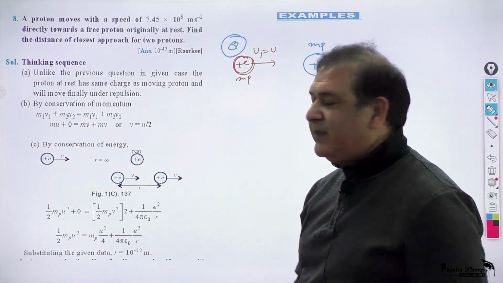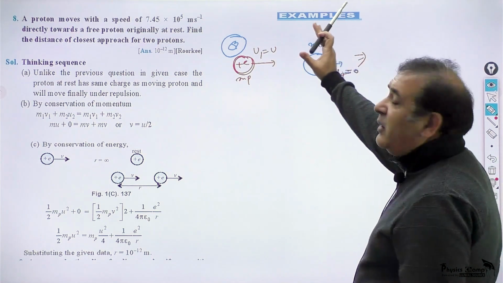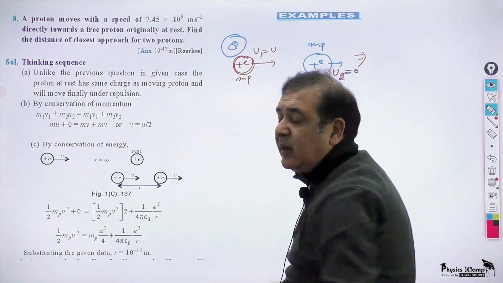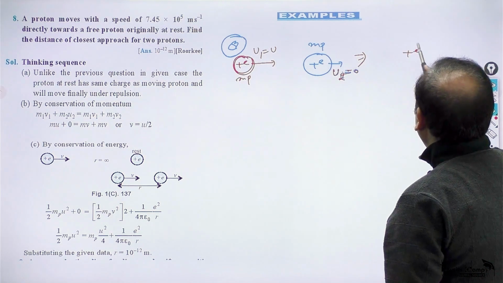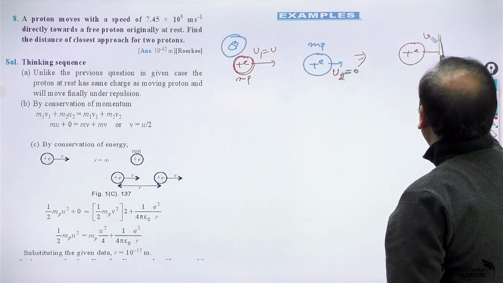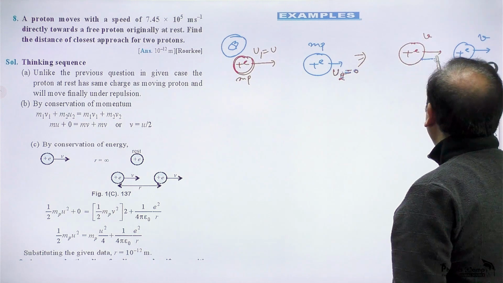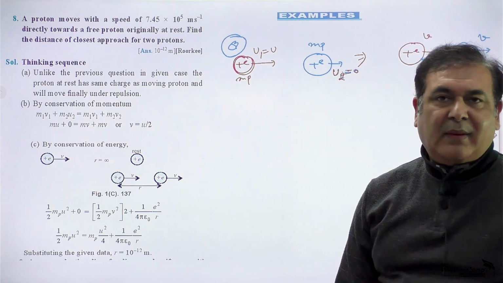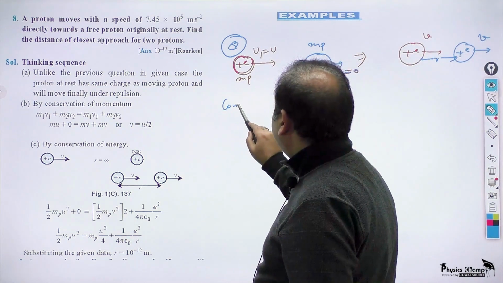No other friction. So finally what may happen is, if it was a tin nucleus, it would just come and half the kinetic energy was converted into electric potential energy. But in this system, what we will obtain is this first proton and this second proton both moving with the same velocity and with some gap between them. What will be that common velocity? We will do it by conservation of momentum.